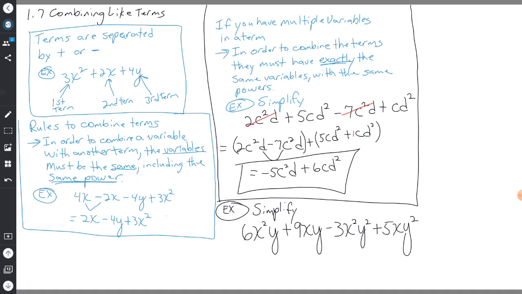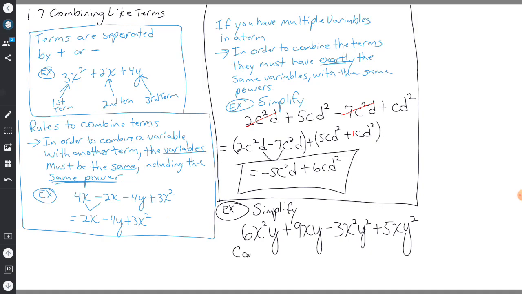All right, look at that one and tell me what can we do with it. Okay, good, good. There's nothing we can do to it because if we look for x squared y, we don't have another one. If we look for xy, we don't have another one, and so on. So all of them are different, and there's nothing that we can do.